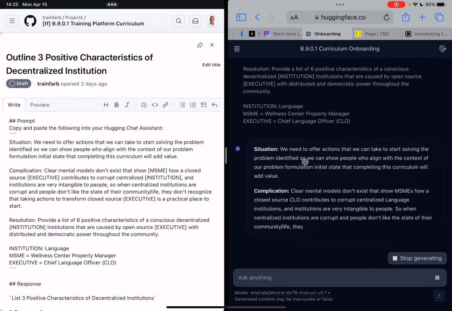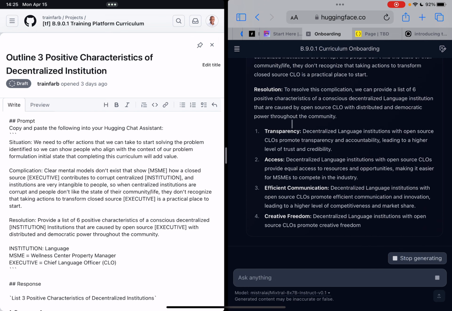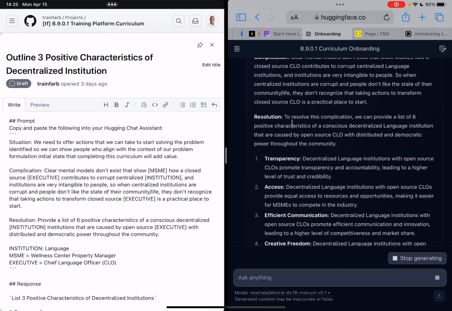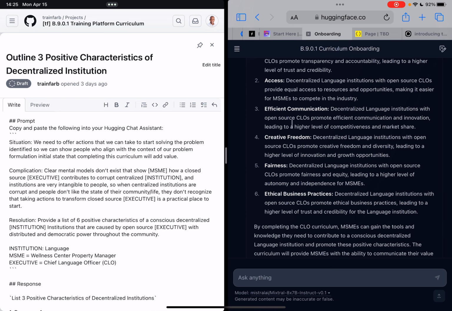We need to offer actions. Clear mental models don't exist. To resolve this complication, we can provide a list of 6 positive characteristics of a conscious, decentralized language institution that are caused by open source chief language officers with distributed and democratic power throughout the community. Transparency. Decentralized language institutions with open source CLOs promote transparency and accountability, leading to a higher level of trust and credibility. Decentralized language institutions with open source CLOs provide equal access to resources and opportunities, making it easier for micro, small, and medium enterprises to compete in the industry.